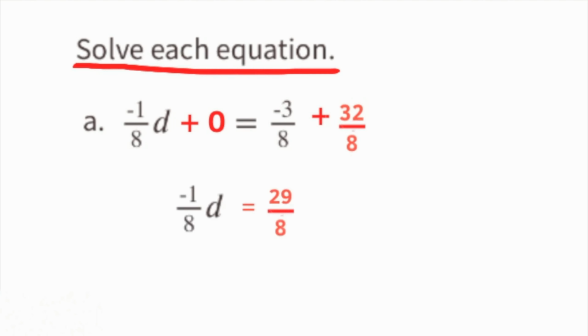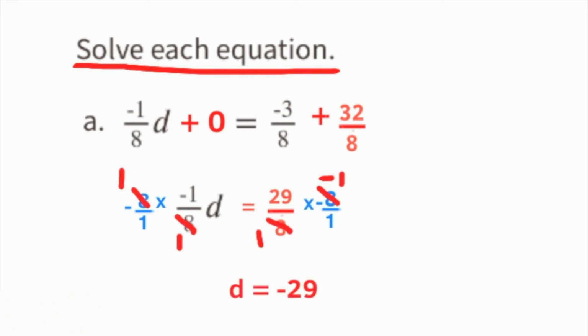Next, we need to multiply both sides by the reciprocal of negative 1/8, which is negative 8 over 1. That cancels it out on the left side, so we're left with 1d. And on the right side, we have a negative 29, so d equals negative 29.